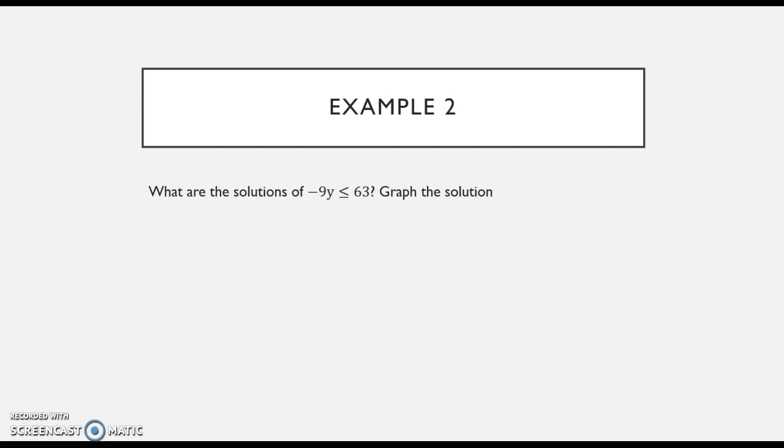All right, so next problem. What are the solutions of negative 9y is less than or equal to 63? So on this one, we're going to divide by negative 9. Since the number we are multiplying or dividing both sides by is negative, this is one of those where we change it. So this is less than or equal to, so we're going to make it greater than or equal to. And then 63 divided by 9 is negative 7.